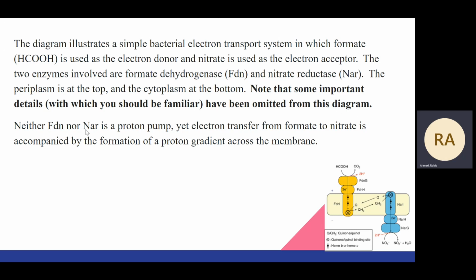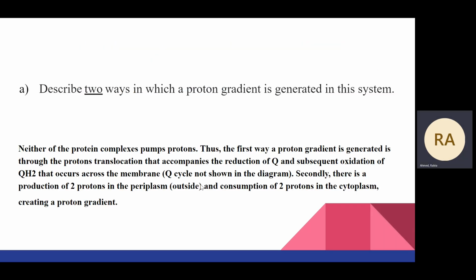So neither FDN nor NAR is a proton pump, yet electron transfer from formate to nitrate is accompanied by the formation of a proton gradient across the membrane. So our FDN we can see on this one, and then our NAR we can see on this one. So part A: describe 2 ways in which a proton gradient is generated in the system. The answer is usually going to be in black, bolded.